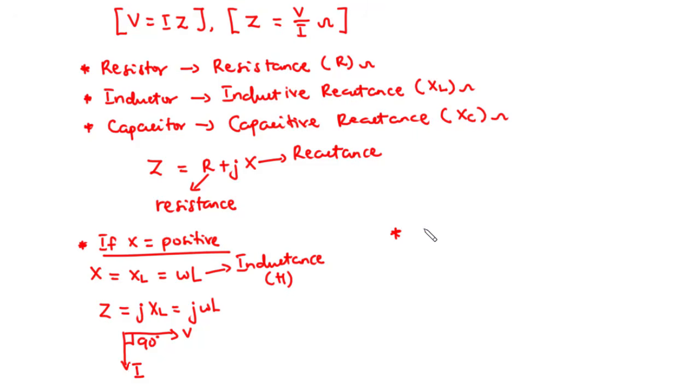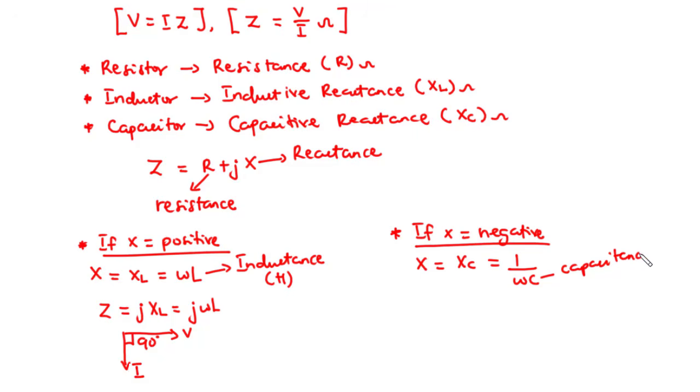Also, if X is negative, then it means that the impedance is capacitive, so that X is equal to XC, and that is equal to 1 over omega C, where XC is the capacitive reactance, omega is the angular frequency, and then C is the capacitance, and that is measured in farad.